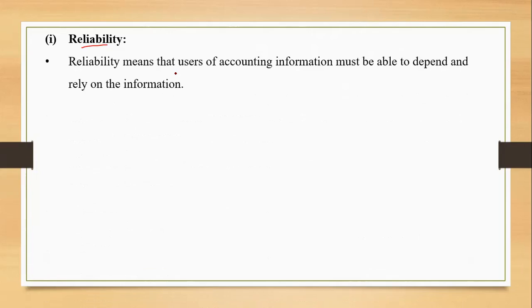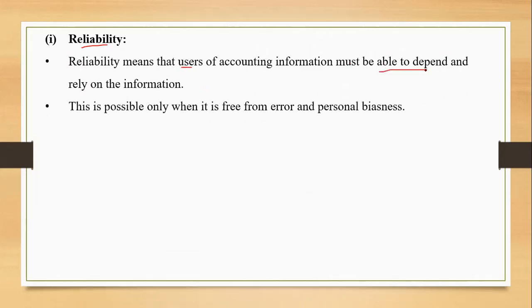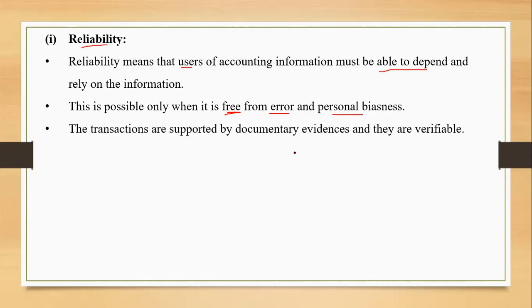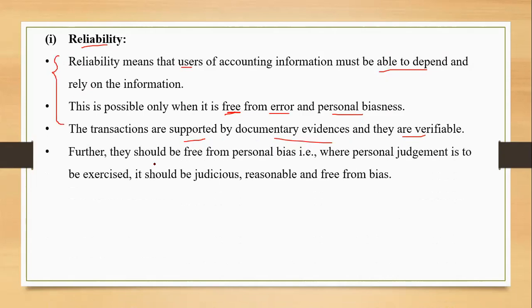Reliable का मतलब ये होता है कि whosoever the user of accounting information is there, they are able to depend and rely on the information. And this is only possible when it is totally free from the errors and the personal biasness. And this can be done only when the transactions are well supported by the documentary evidence and they are verifiable. The accounting information should be free from the personal biasness.